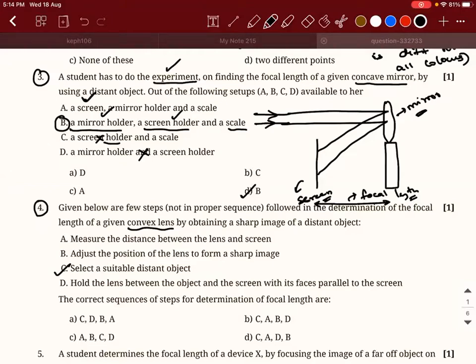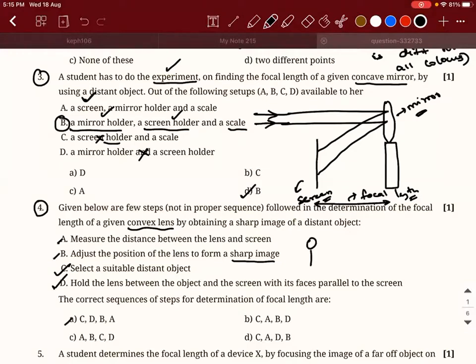You need to hold the lens. Yeah, correct. Hold the lens between the object and the screen when it faces parallel to the screen. So C, then D. Then adjust the position of the lens to form a sharp image, that will be B, and measure the distance between the lens and the screen, that will be A. So CDBA should be the answer.